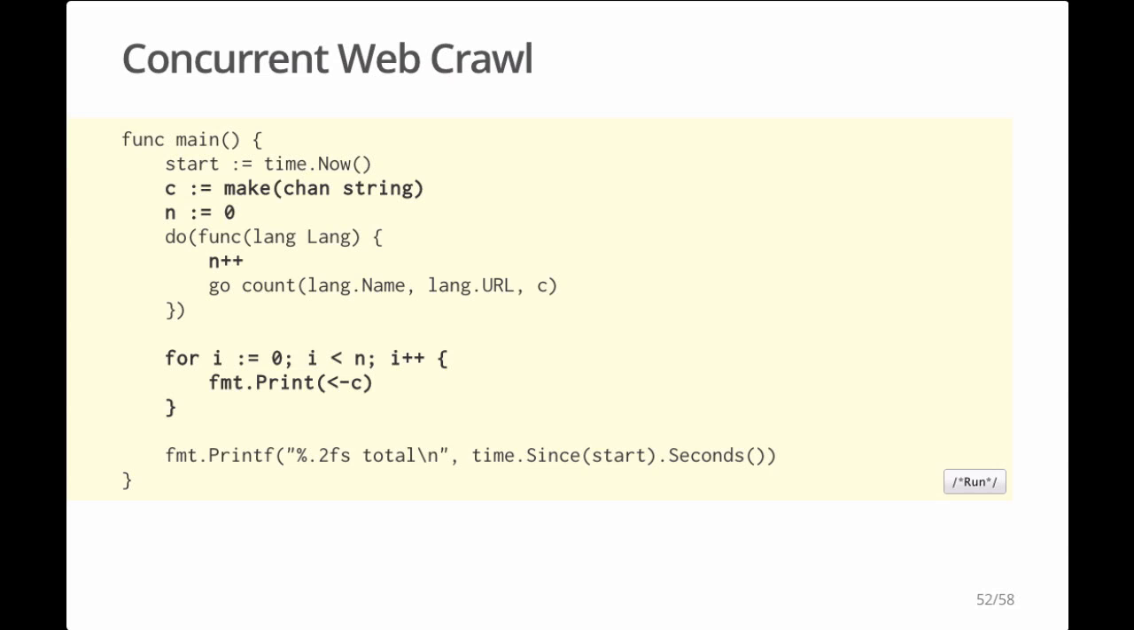So after the loop is done, instead of sleeping for 10 seconds, this main runs a loop from 0 to n. And each iteration of the loop reads one result from the channel and prints it. Since each Go routine prints one result, once the loop is done, we know that all the Go routines are done, so we can exit by returning from main. There's no sleeping required. We know exactly when we're done.